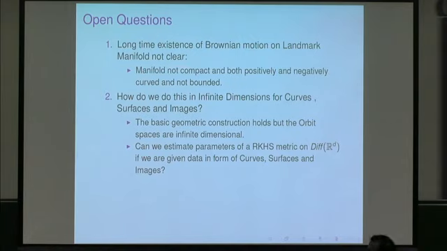I mean, with landmarks, it was really nice. You had a nice finite dimensional description of the manifold, but what about curves, surfaces, and images, which is what we want to do? At some level the basic geometric construction holds, but the orbit spaces are infinite dimensional now, and I don't know how to apply this kind of estimation. Since we still want our parameters of the RKHS to be a finite number of parameters, if we use some kind of a metric that's parameterized, like the ABC metric, and we want to estimate the ABC parameters or some kind of parameters there, you still have a small number of parameters. So these are some of the open questions.